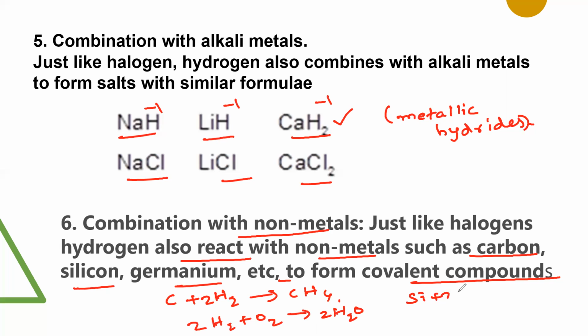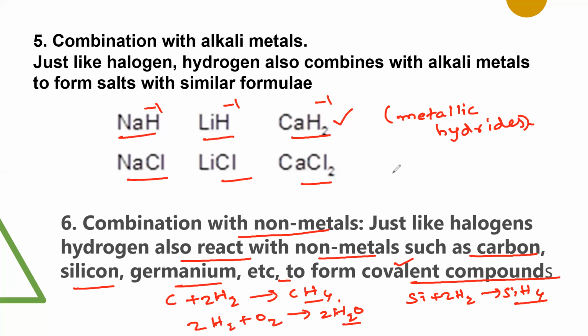Si plus 2H2 forms SiH4, silicon hydride. Similarly, with germanium it also forms germanium hydride, GeH4. So all these compounds, that is methane, water, and silicon hydride, are covalent in nature. They are covalent compounds, and halogens also combine with non-metals to form covalent compounds.